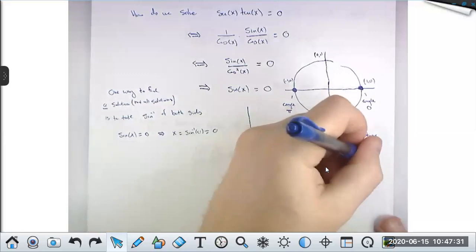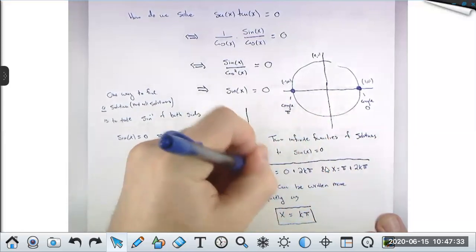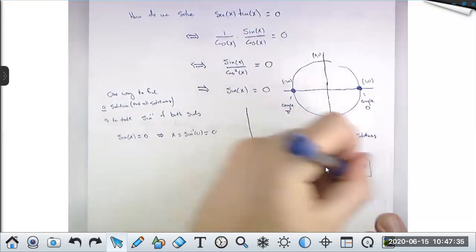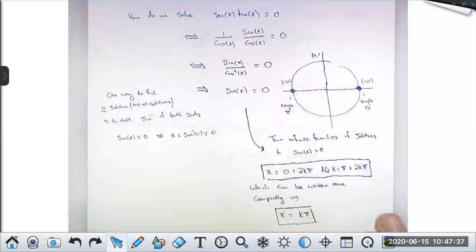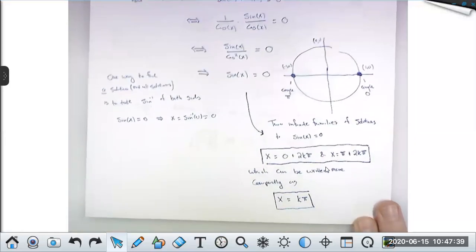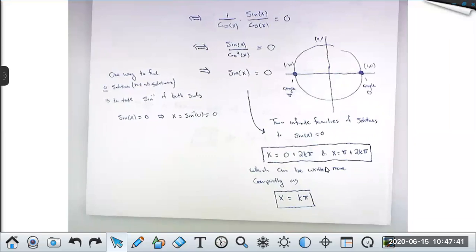But there's nothing wrong with these. If you gave me these, I would say, okay, you're right. No arguments, 100%. But it's also nice to recognize that you can condense it like that.